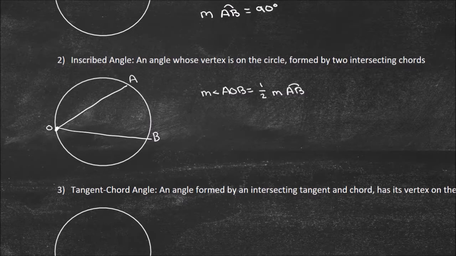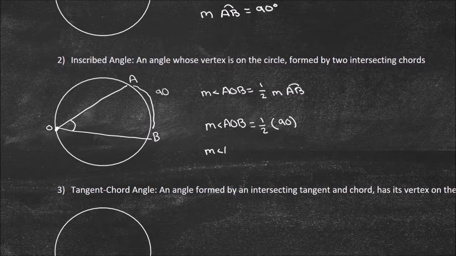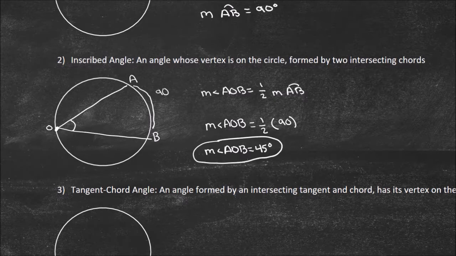So let's see what this looks like. Let's say the measure of arc AB is, I don't really know what it's close to. Let's say it's 90 degrees. Then the measure of angle AOB equals 1/2 times the measure of the arc, which I said was 90. So the measure of angle AOB is 45 degrees. That is our second rule, called the inscribed angle rule.